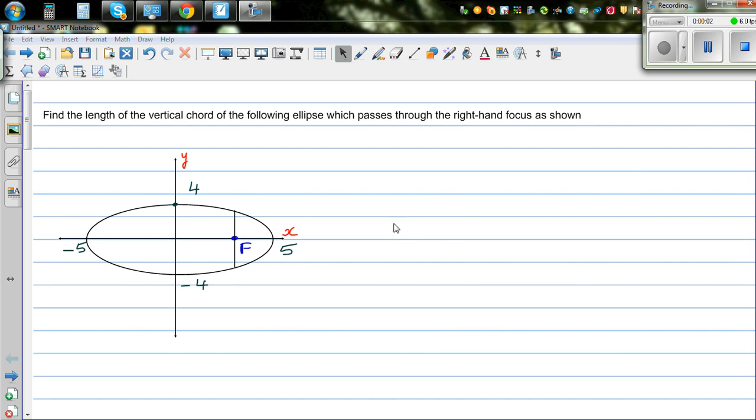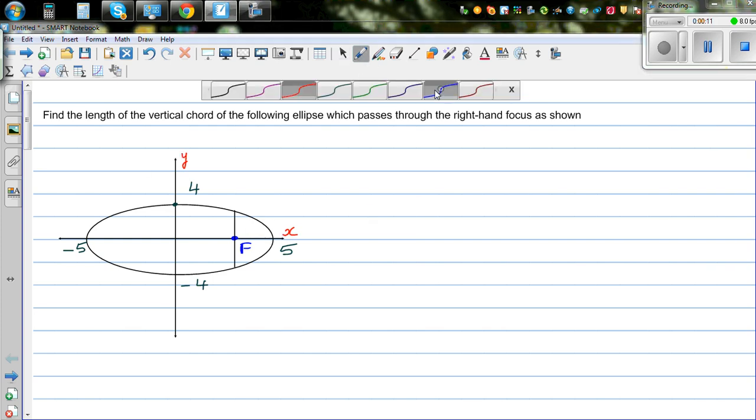Find the length of the vertical chord of the following ellipse which passes through the right hand focus as shown. Now this is an ellipse which is centered at 0, 0. This is the center, which is the origin, and you have got the major axis of 10 and the minor axis of 8.